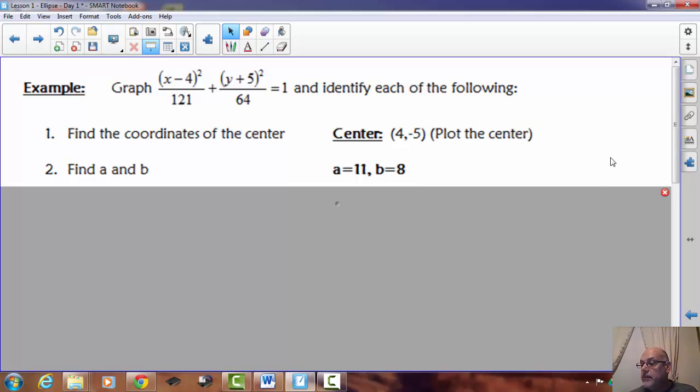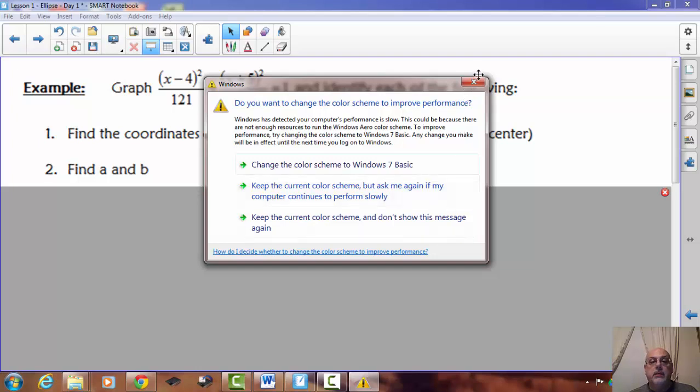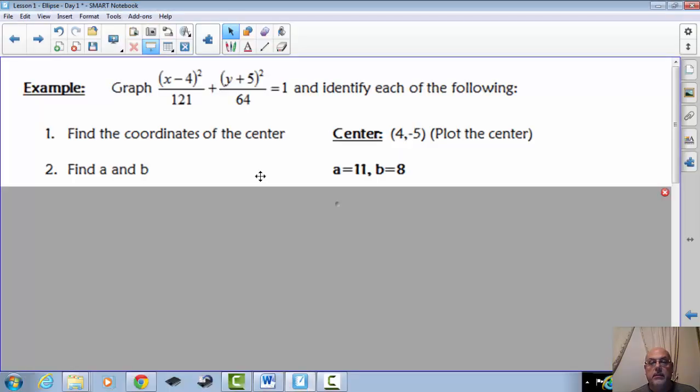So when we do that, okay, change the color. Yeah. I get that same error message in school. All right. Okay, we're back. Same thing happens in SMART Notebook in school. I don't know why. But anyway, all right, so let's continue.